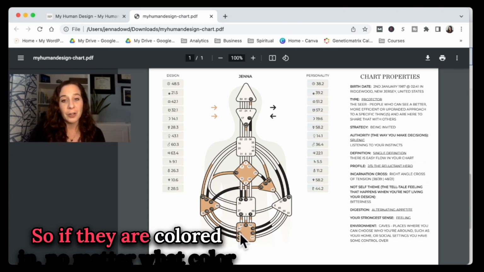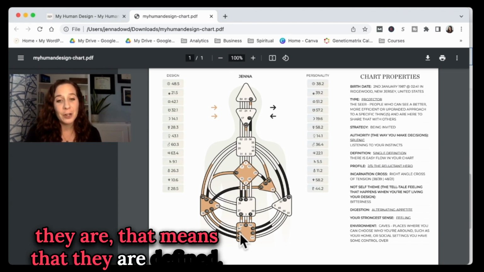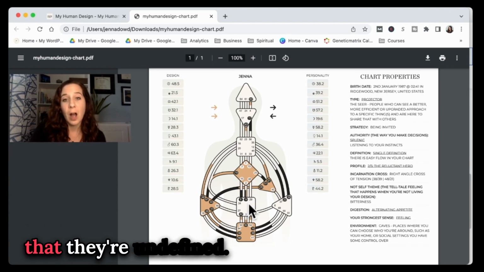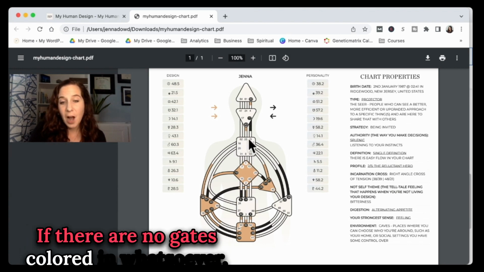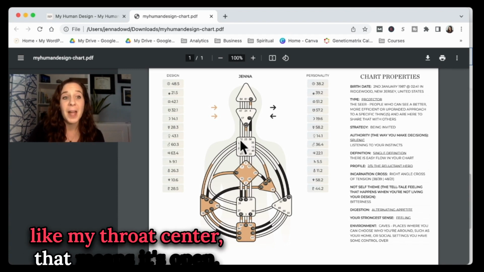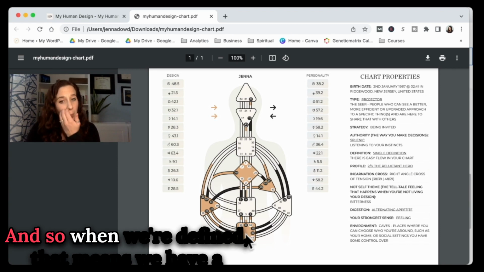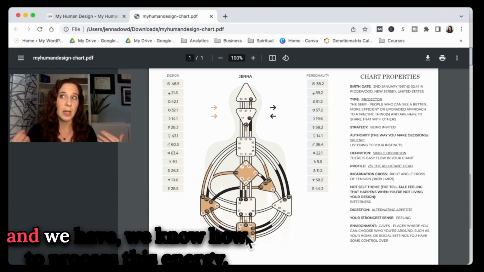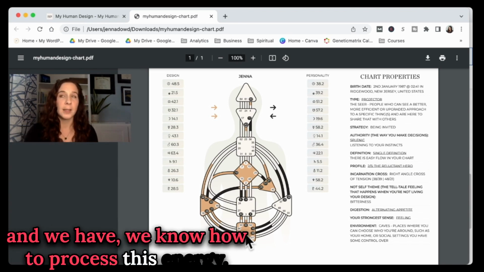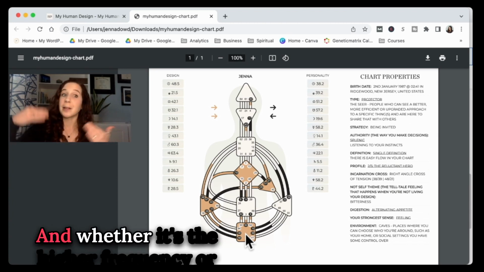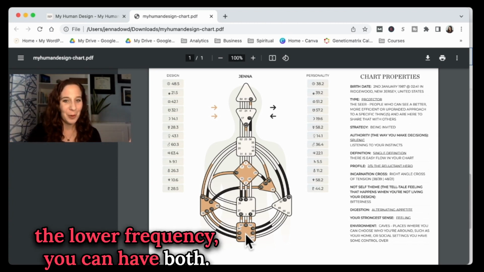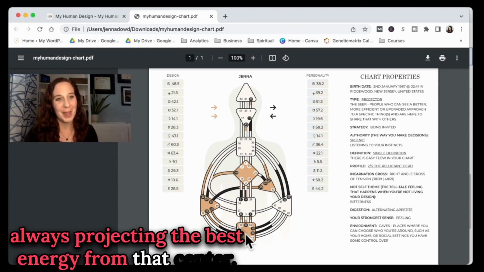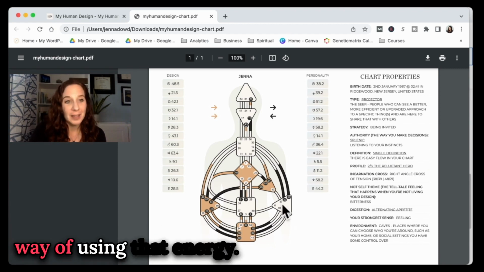So if they are colored in, no matter what color they are, that means that they are defined. If they are not colored in, or white, that means that they are undefined. If there are no gates colored in whatsoever, like my throat center, that means it's open. And so when we're defined, that means we have a consistent energy that we are carrying in this gate, and we know how to process this energy. We know how to use this energy. And whether it's the higher frequency or the lower frequency, you can have both. Just because it's defined doesn't mean you're always projecting the best energy from that center, but that means that you just have a consistent way of using that energy.